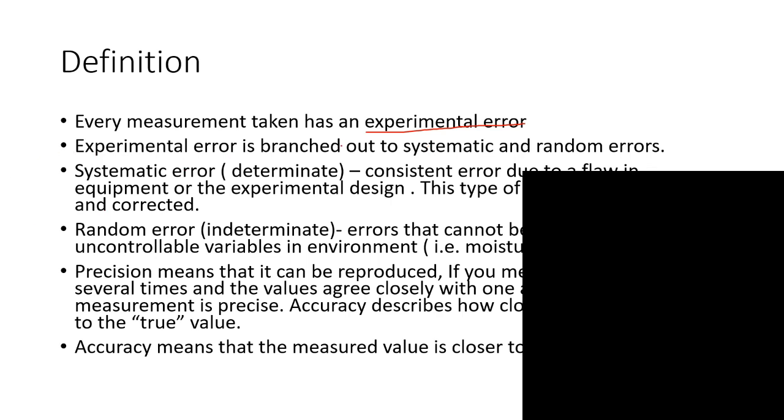Experimental error can be branched out into two types of errors: systematic and random errors. The systematic error, we call this one a determinate error. It's a consistent error because there's a flaw in the equipment or because of the experimental design. This is often detected and can be corrected.